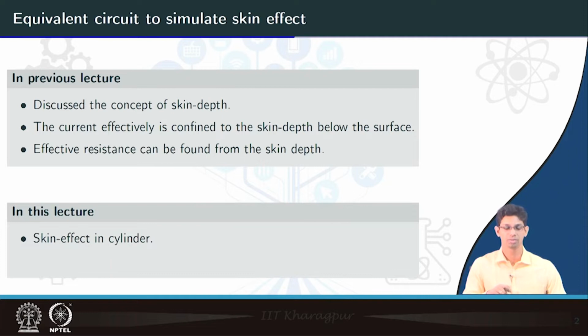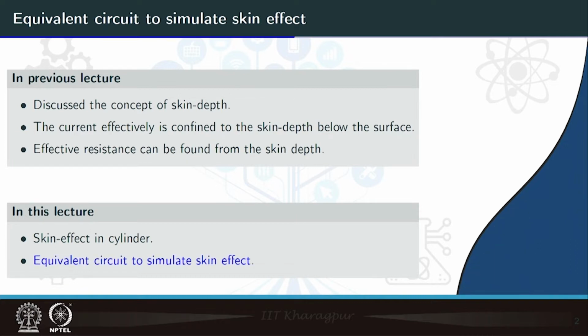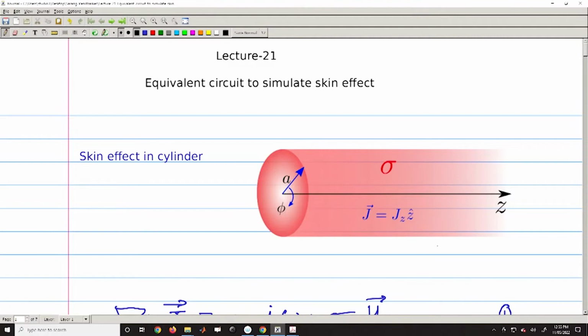In this lecture we will first start with skin effect in cylinder, and then we will take the cylindrical cross sectional wire and see how we can represent the skin effect with an equivalent RL circuit which will enable us to simulate the skin effect. So, the second topic will form the main part of today's lecture. So, let us get started.